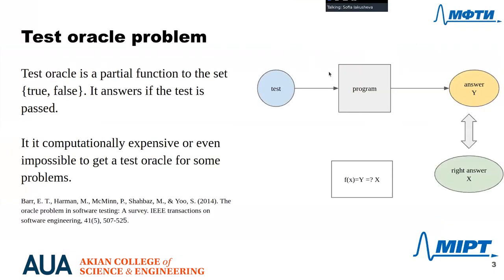So what is the test oracle problem? As I said, the oracle is a partial function. In simple words, this function tells us if the test is passed or not. The simplest example is if we have, for example, the right answer for the test, we can just compare the answer of the program and the right answer and say if the test is passed or not. But the test oracle problem says that sometimes it's computationally expensive or even impossible to get a test oracle for some problems. And testing recommender systems is such a problem that in general doesn't have a test oracle.